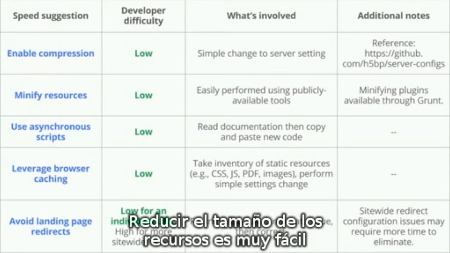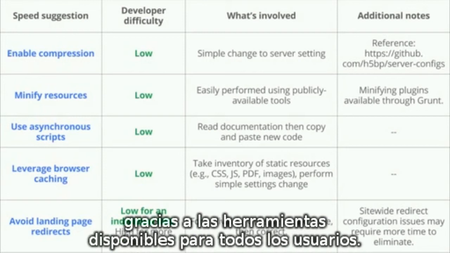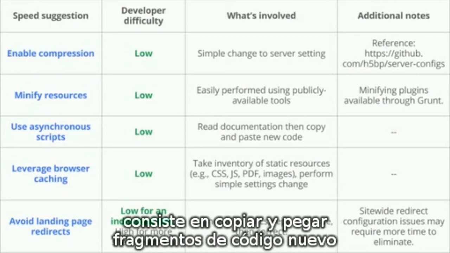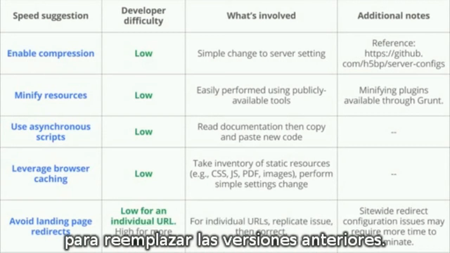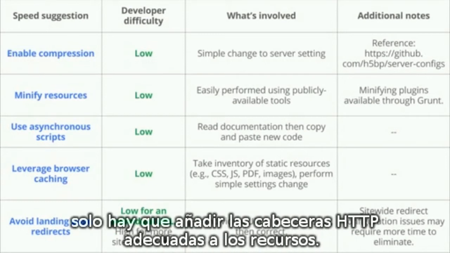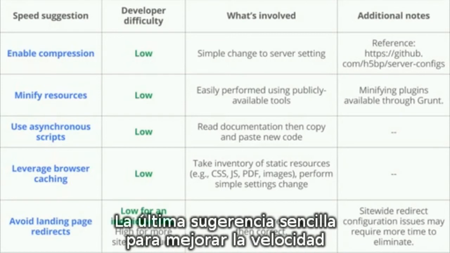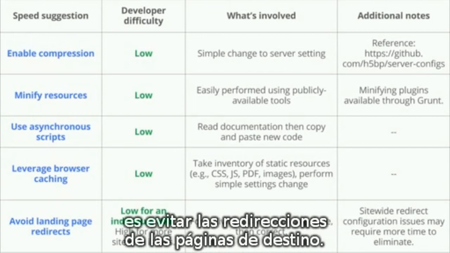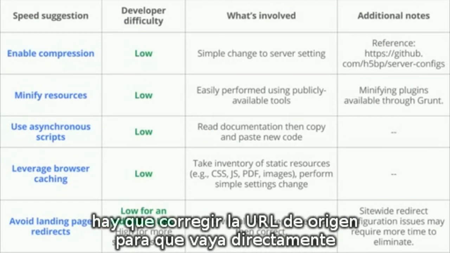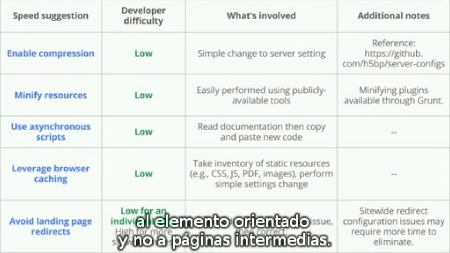Minifying resources can be easily performed through publicly available tools. Using asynchronous scripts is largely a matter of copying and pasting new code snippets to replace older versions. To leverage browser caching, you can simply add appropriate HTTP headers to your resources. The last, fairly easy speed suggestion is to avoid landing page redirects. In the case of pages in a redirect chain, this means to correct the source URL to point directly to the target rather than any intermediate pages.